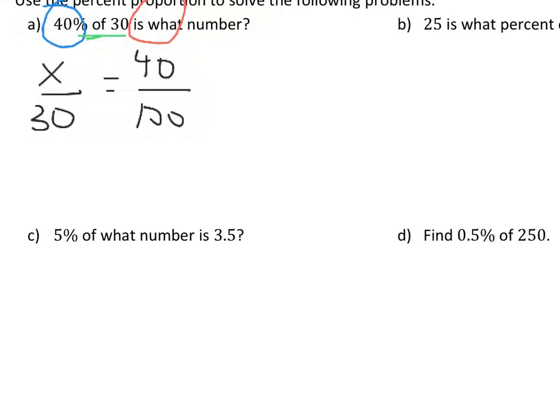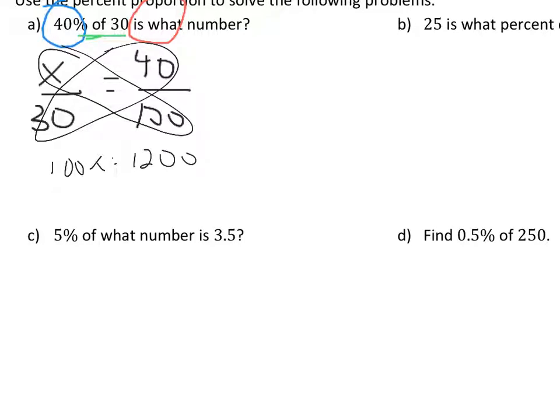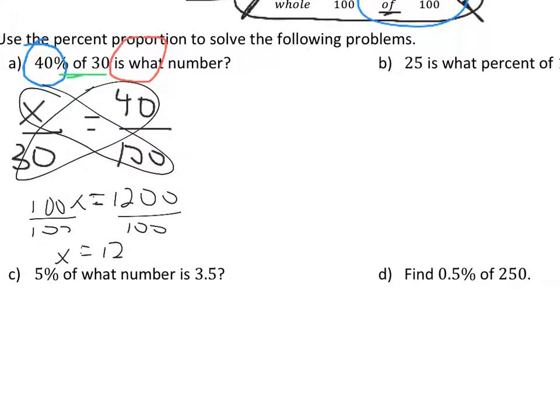So remember, when we have a fraction equal to a fraction, or a proportion, our best option is to cross multiply. So we get 100x equals 1200. Okay, divide both sides by 100. And we're going to get x equals 12. So the question is asking, what is the number? Well, the number is 12.